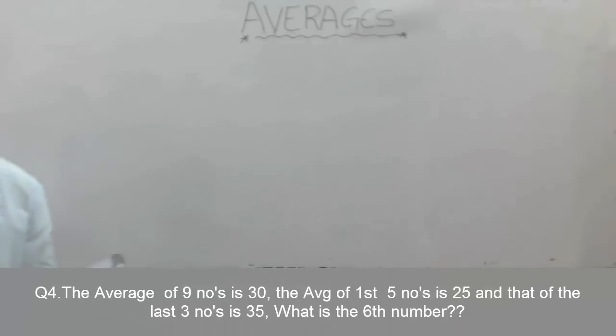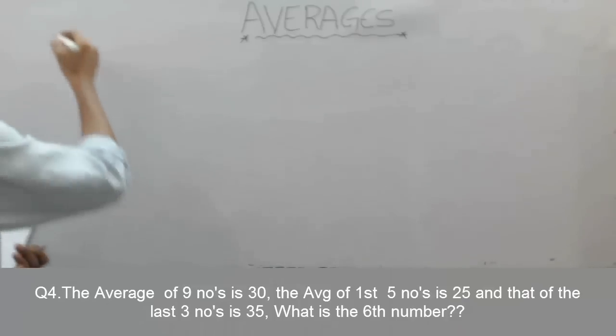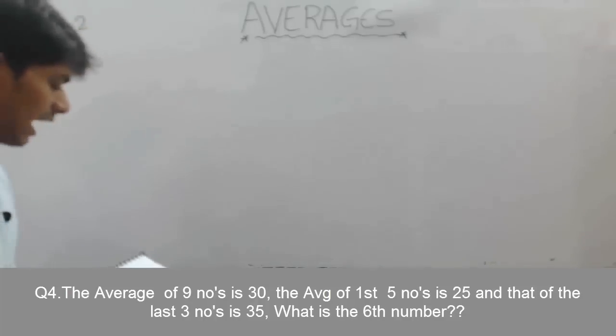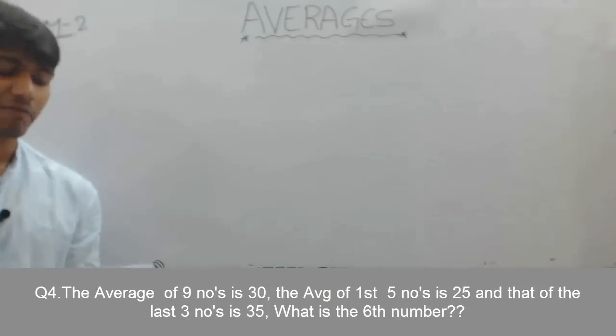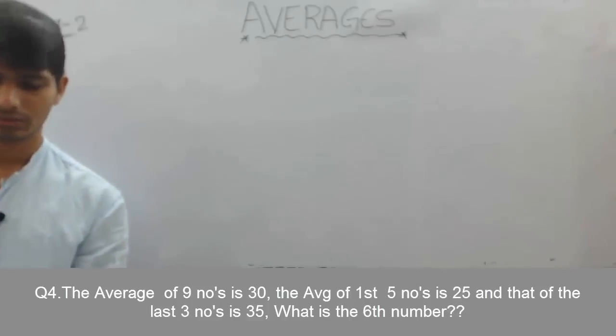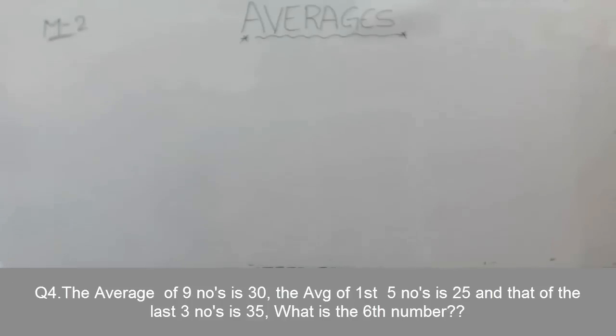And now the second model. These models appear very frequently in your examination. This is model number 2. Here the average of 9 numbers is 30 and the average of first 5 numbers is 25 and that of the last 3 numbers is 35. Then what is the sixth number? You need to find the sixth number.